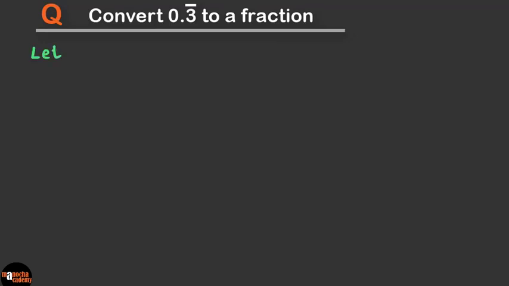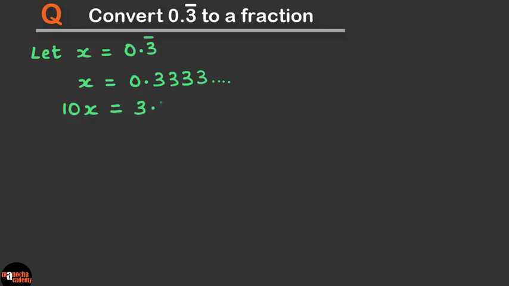Let x be the recurring decimal number, which is 0.3 recurring in this case. So let's write it as x equal to 0.3333 and so on. Now we need another number where the part after the decimal is the same. So let's multiply x by 10 and we have 10x equal to 3.333 and so on. So as you can see here, x and 10x have the same part after the decimal.